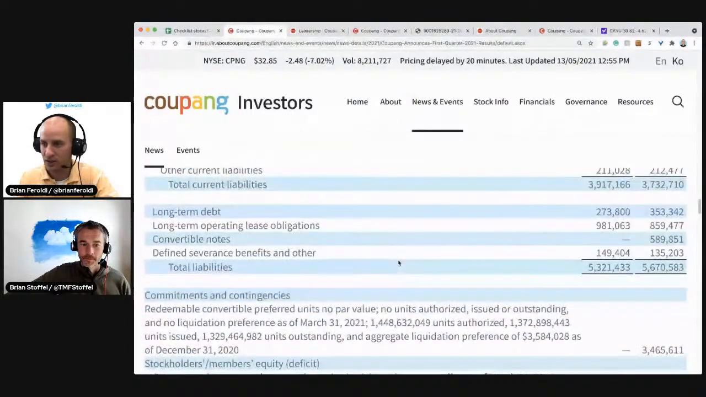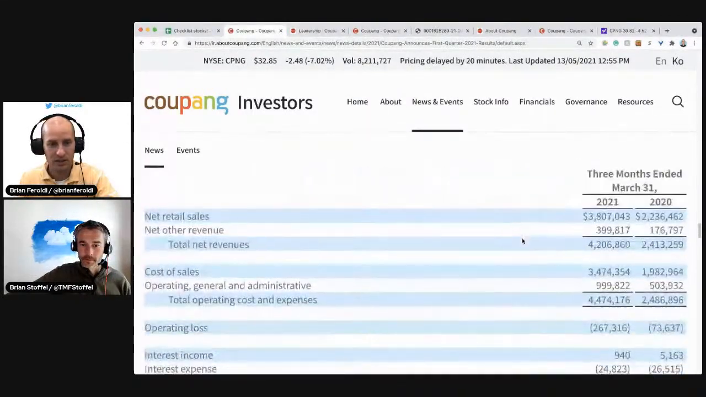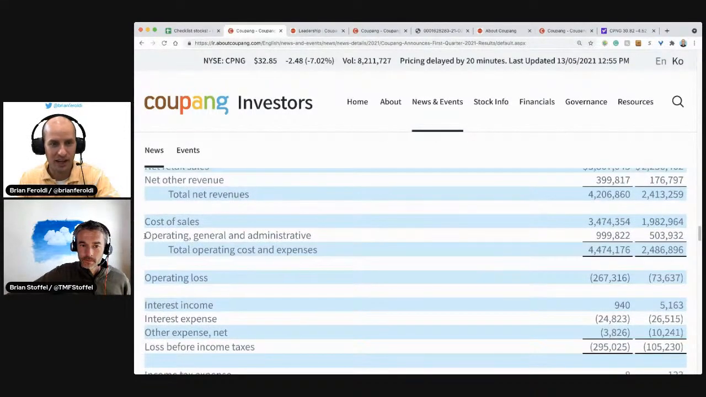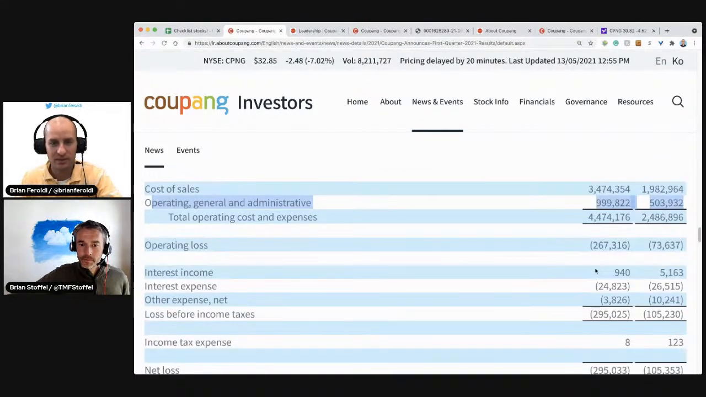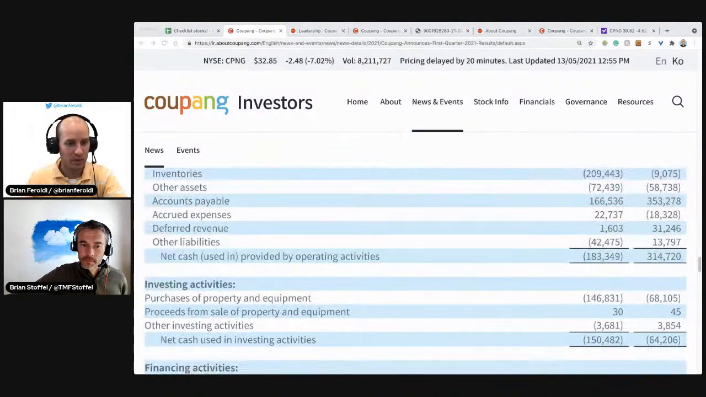Balance sheet looks good. Long-term debt was good. Yeah. Just operating, general, and administrative. Here are our costs. They basically doubled. So gross profit was 800 million. Yeah. So maybe on the earnings call, they said we're entering those things.